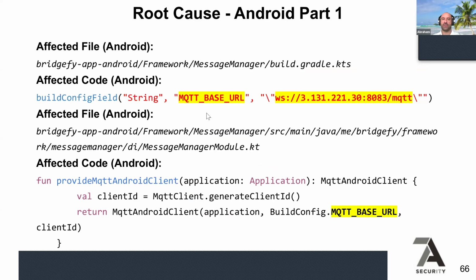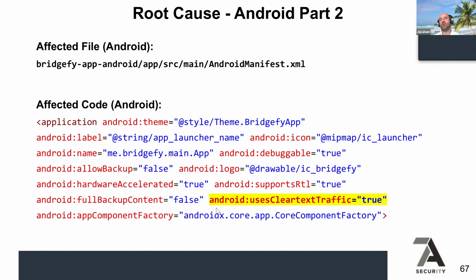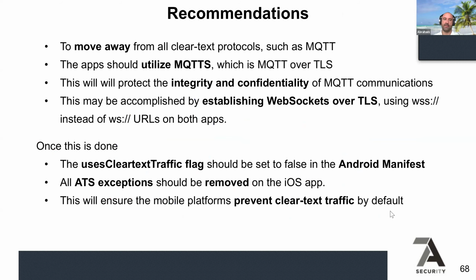And then in Android, this is how the connection was being done, right? So you can see it's using a WebSocket, but it's using clear text as well. And also, in the Android manifest, as I was saying, clear text is being enabled, right? So that is the problem.